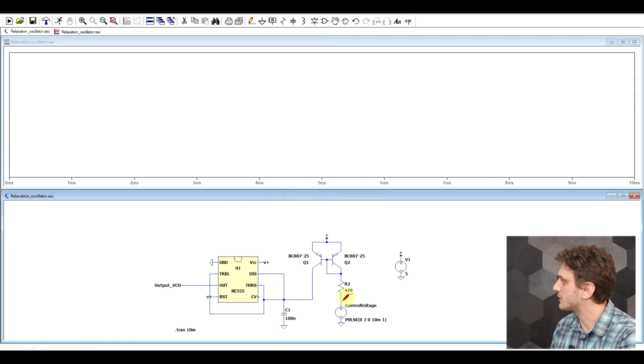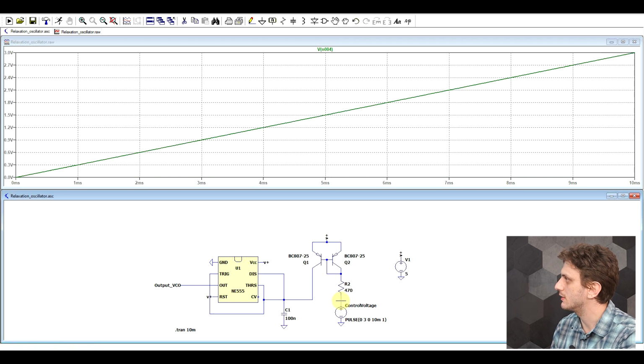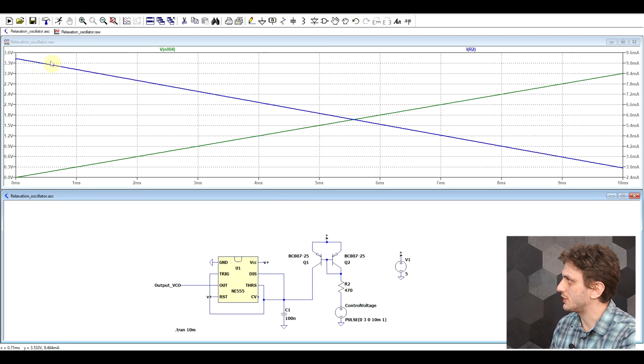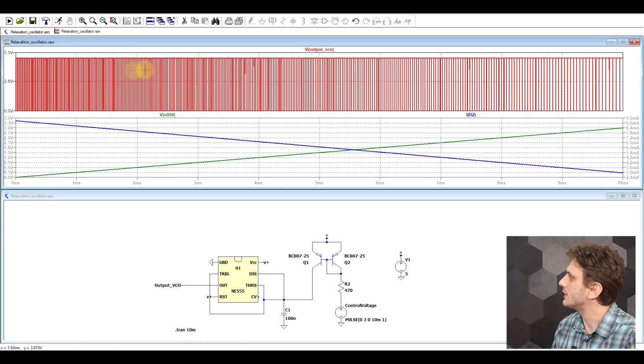So if we simulate this circuit, first of all, this is the applied voltage, so it goes from 0 to 3 volts. And we can also see the current, which goes from a maximum value when we have the largest voltage drop to a minimal value when we have the smallest voltage drop. And we can also look at the VCO's output. So let me just separate these.